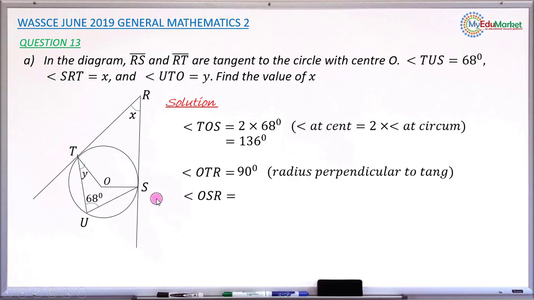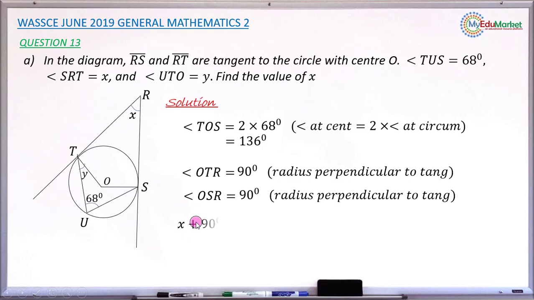Similarly, angle OSR, because OS is a radius and RS is a tangent. So the angle between radius and tangent is always 90, the same reason: radius perpendicular to tangent. If I have this angle 90, I have this as 90 also, and this angle is 136. I have 3 angles in this quadrilateral RTOS, which means I can find the fourth angle. The addition of these 4 angles, because they are angles in a quadrilateral, will give 360 degrees.